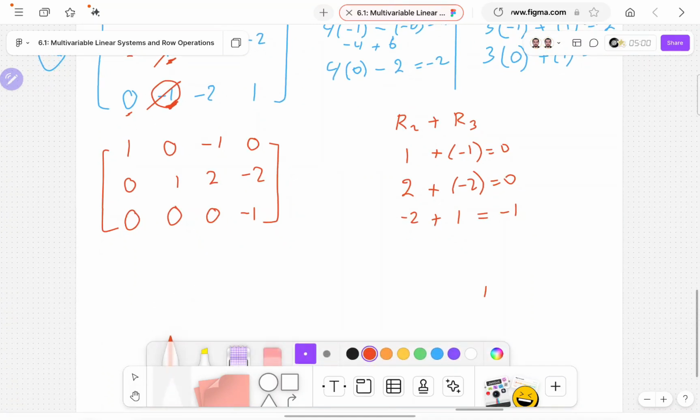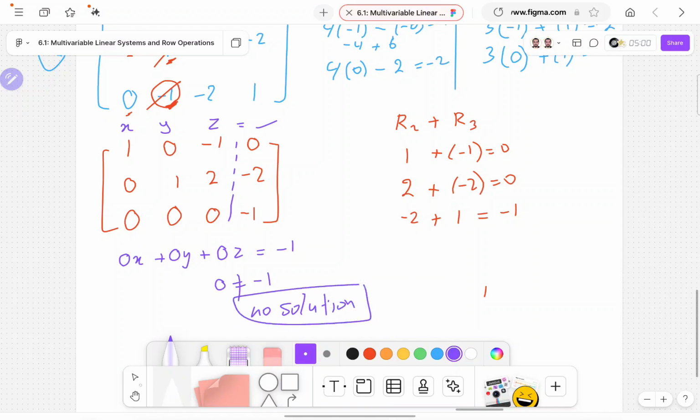Okay, now look at the matrix. Is this matrix in row echelon form? No, it's not, because we know this is x, this is y, this is z, and this one here is the number. So 0x plus 0y plus 0z is equal to negative 1. All of these values are 0, and 0 is not equal to negative 1. So this one has no solution.